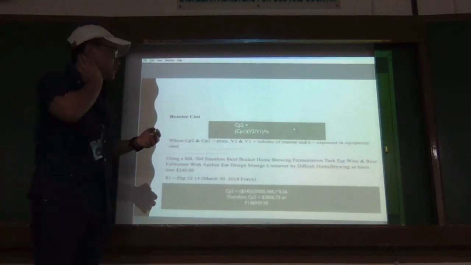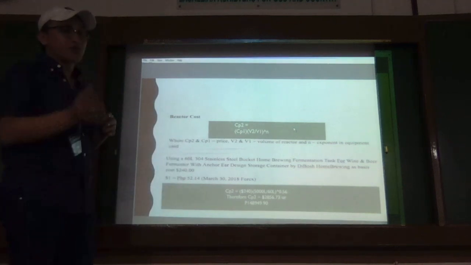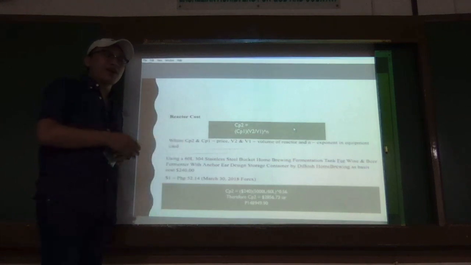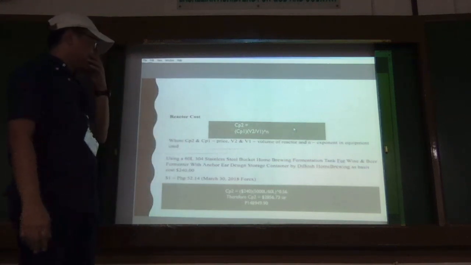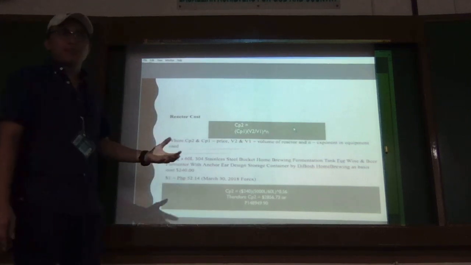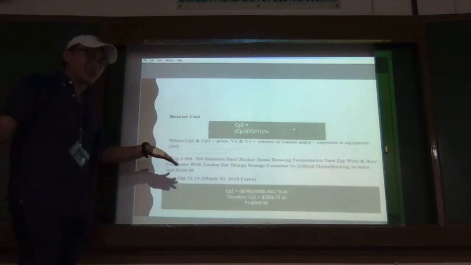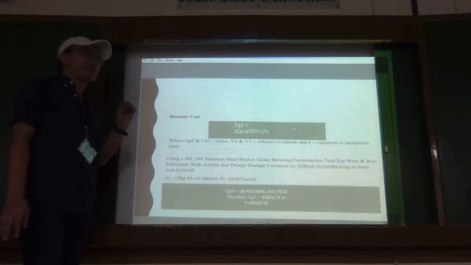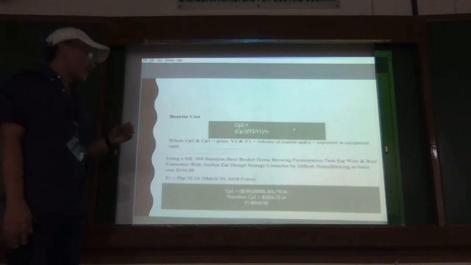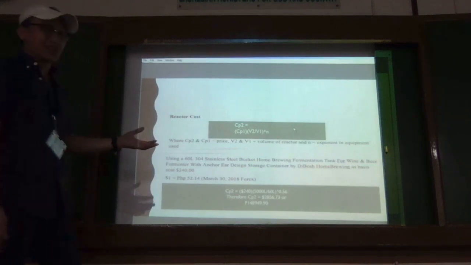In our study, we will be using this reactor cost equation. Cp2 is equal to Cp1 times the quantity V2 over V1 raised to the exponent from the table in the previous slide, where Cp1 is the price of a bioreactor tank with a capacity of V1. We will be using this example, an actual price and capacity of a bioreactor tank sold on Alibaba. It is a 60-liter 304 stainless steel bucket home brewing fermentation tank for wine and beer fermentation with an anchored ear design storage container by D. Bosch Home Brewing. It costs $240 and has a capacity of 60 liters.